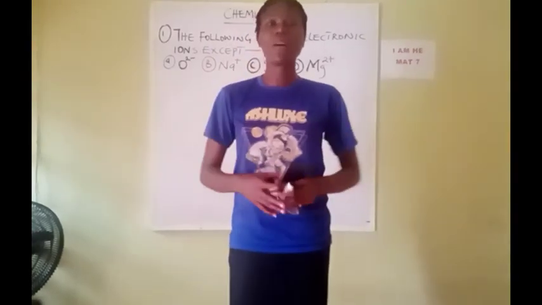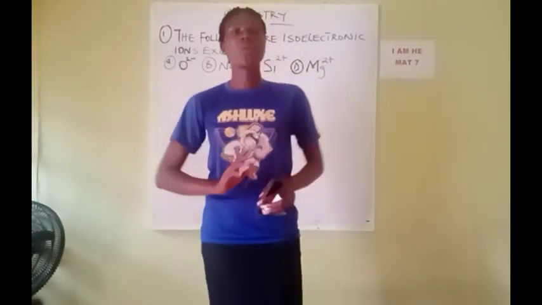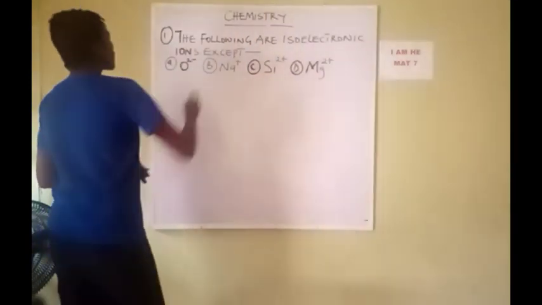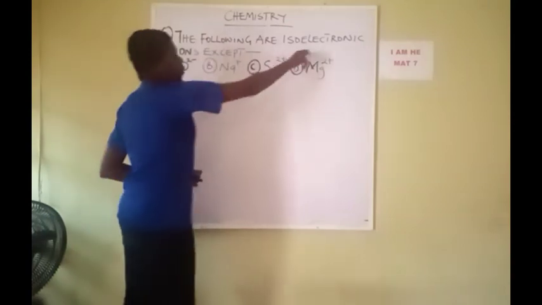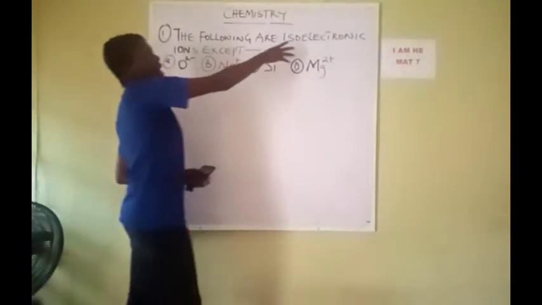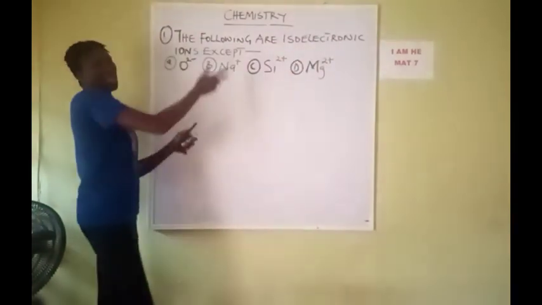So briefly on the board, I'll be solving some JAMB likely questions. Okay, let's go straight to the board. So the question says, the following are isoelectronic ions except. The following are isoelectronic ions except.